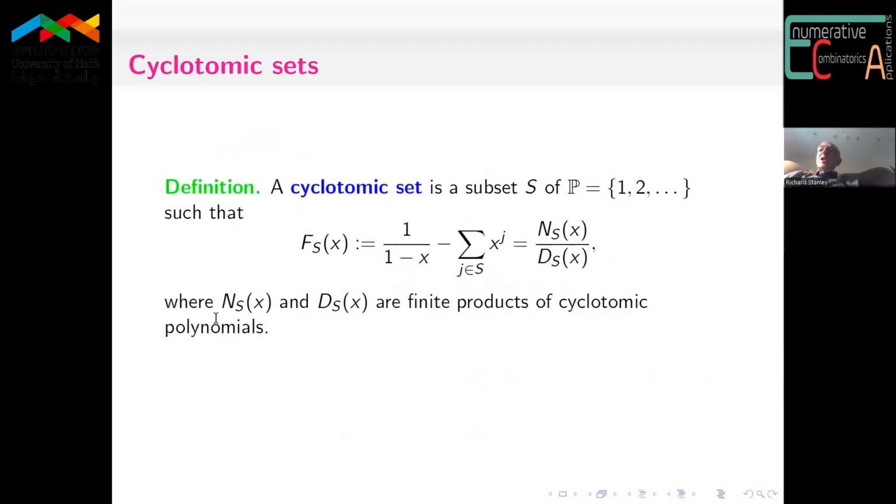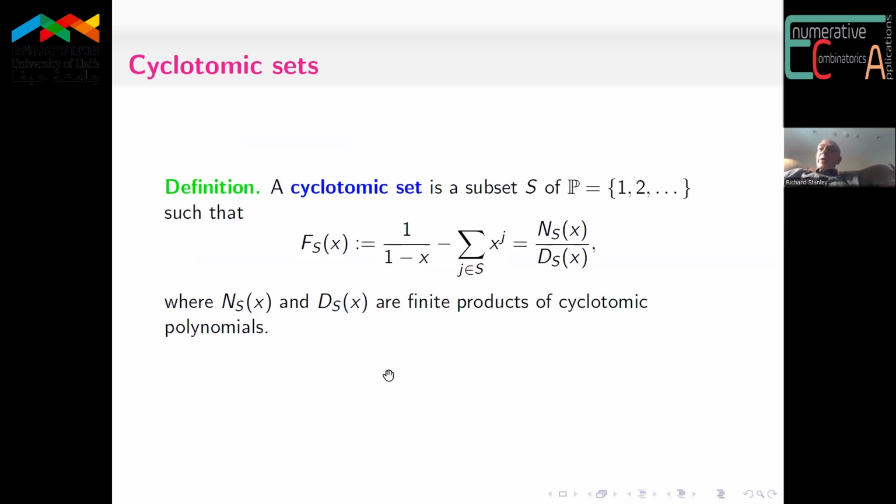A cyclotomic set is a subset S of the positive integers such that if we take 1 over 1 minus x and subtract from it those terms x to the j for which j is in S, I'll denote this generating function by f sub S of x. We write it with numerator N_S of x and denominator D_S of x. We want both of these N_S of x and D_S of x to be finite products of cyclotomic polynomials. That is a cyclotomic set.